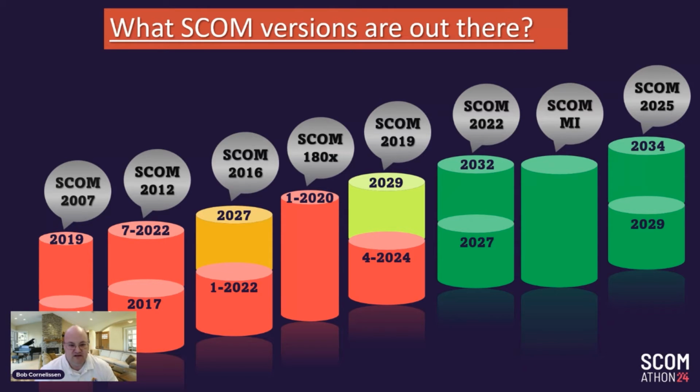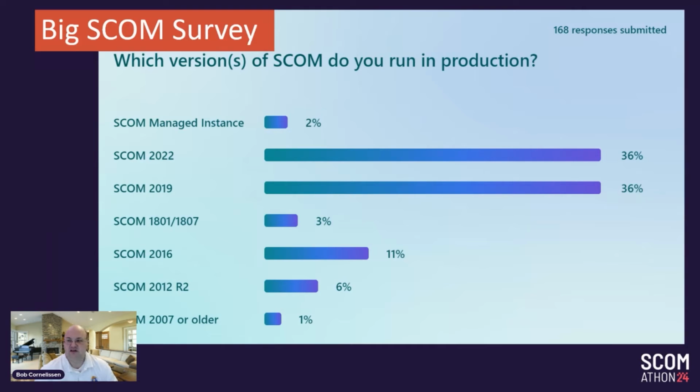Actually, let's have a look. So I asked Bruce yesterday for a quick peek before the Big SCOM survey actually ended to already see what's in here. So yesterday, these were the stats. You can see here that the first two are in mainstream support at a little bit over a third of the users. SCOM 2019 and 16 are nearly half of the deployments put together, and they are in extended support.